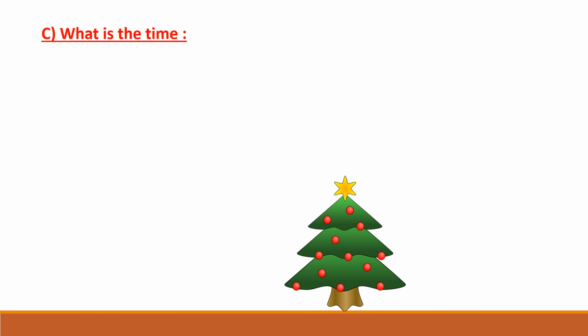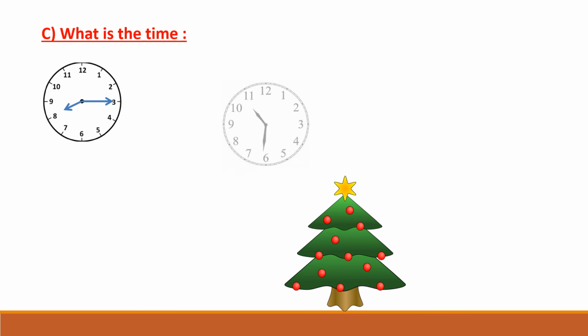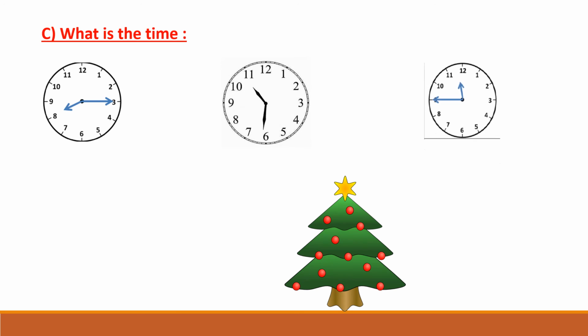Okay, what is the time now? I have the 3 clocks and I want to start by the first one. So the first one here, I should write in the first here S and here L. So S means the short hand and L means the long hand. So the short hand here at 8. So I'm gonna write here 8. And the long hand at 3.